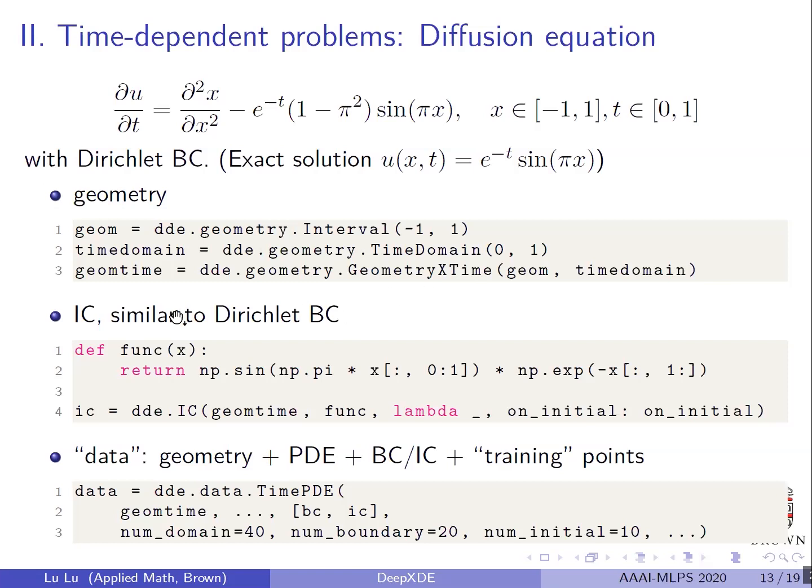So in this way, we can very easily define the space-time domain. And then we need to define the initial condition. Defining the initial condition is almost exactly what we do for the boundary condition, in a few lines. And then we define the data by combining geometry, PDE, boundary condition, initial condition, and specify the number of training points inside the domain, on the boundary, and also on the initial part. So as you can see, when we go from time independent to time dependent, basically everything is the same, except that we need to define extra geometry.